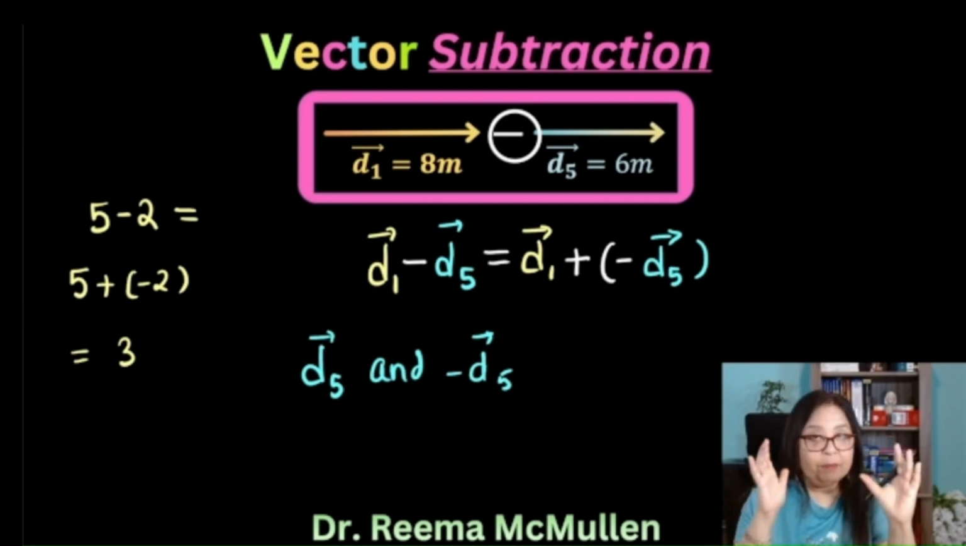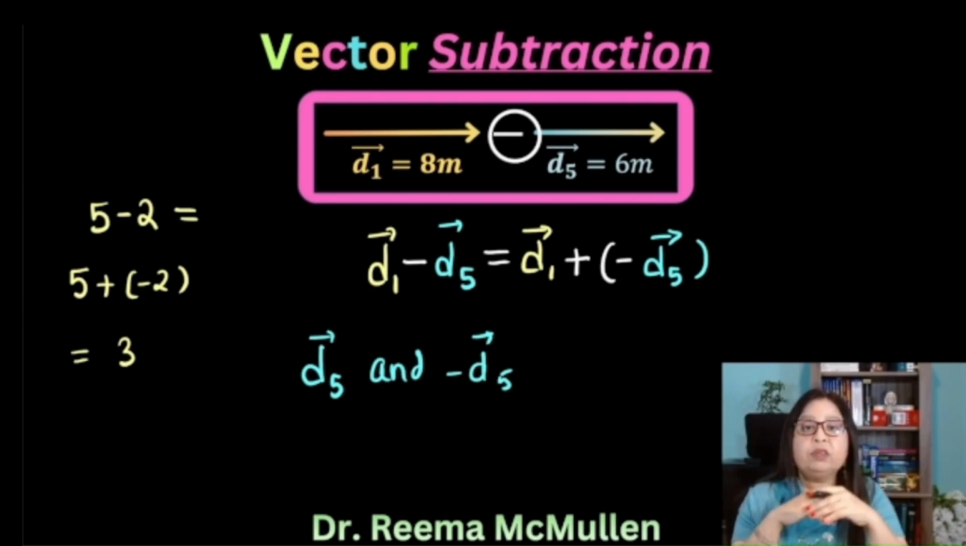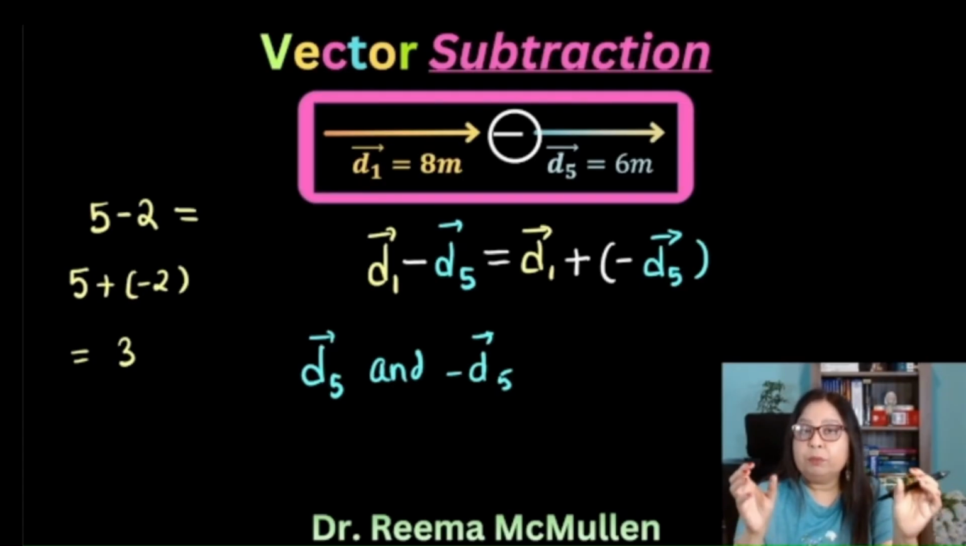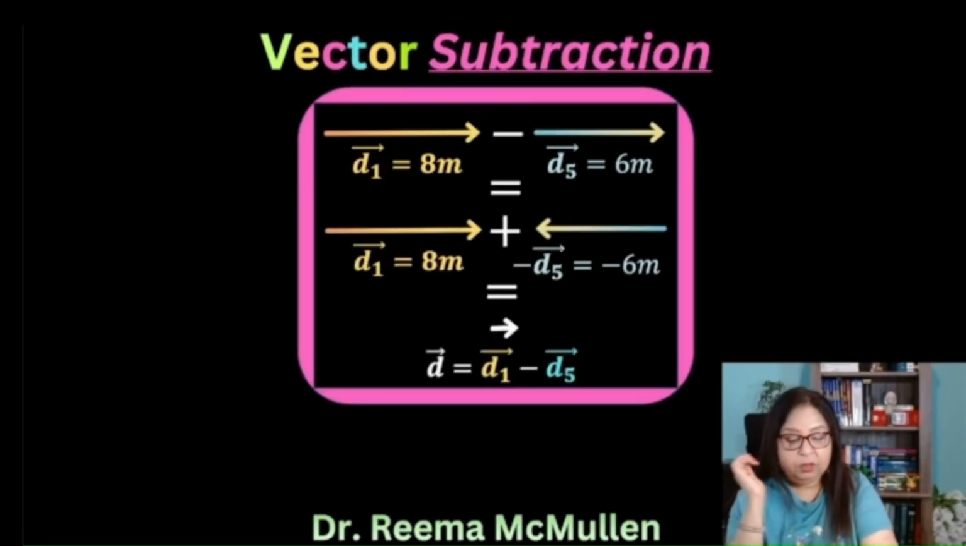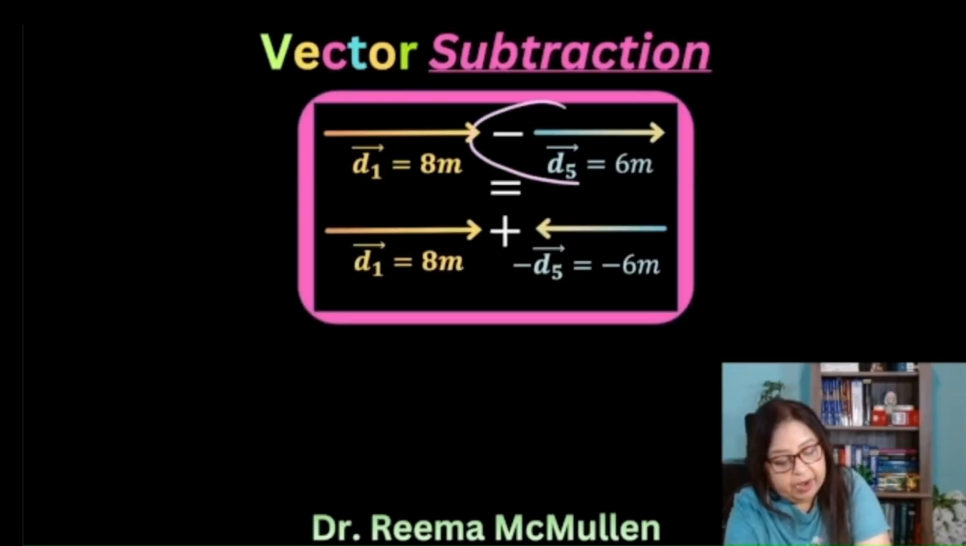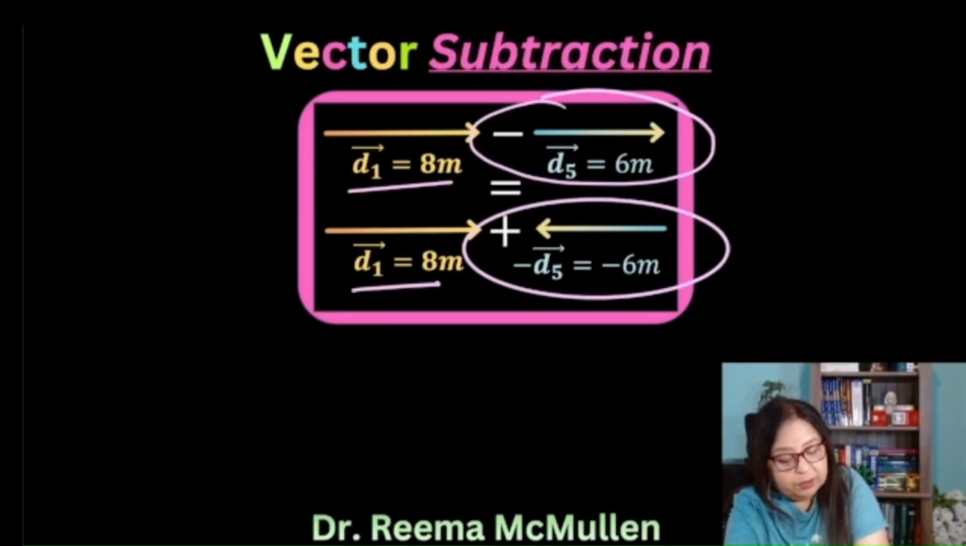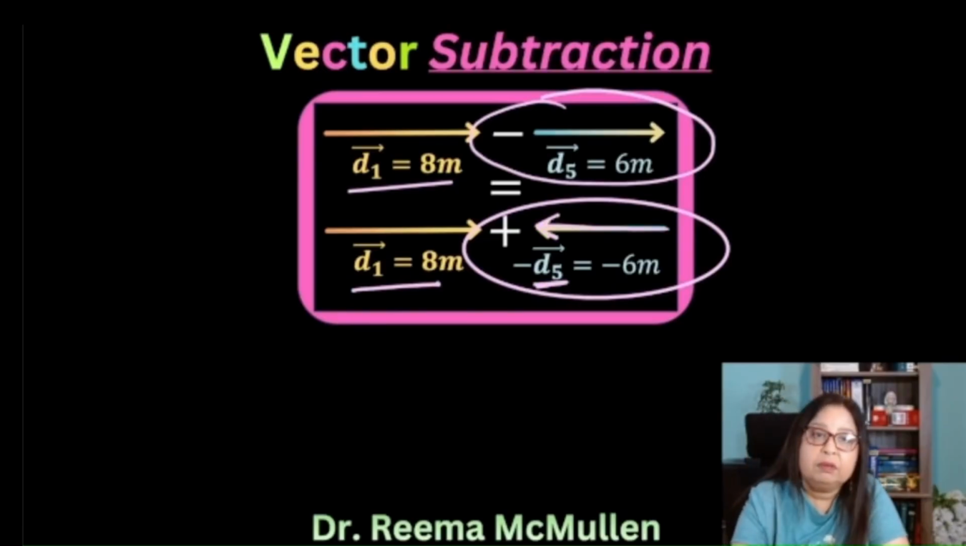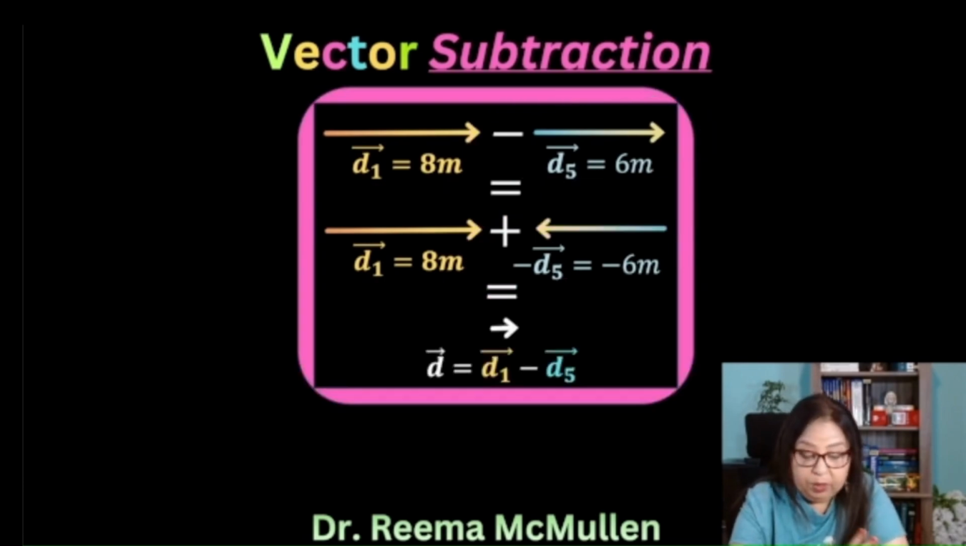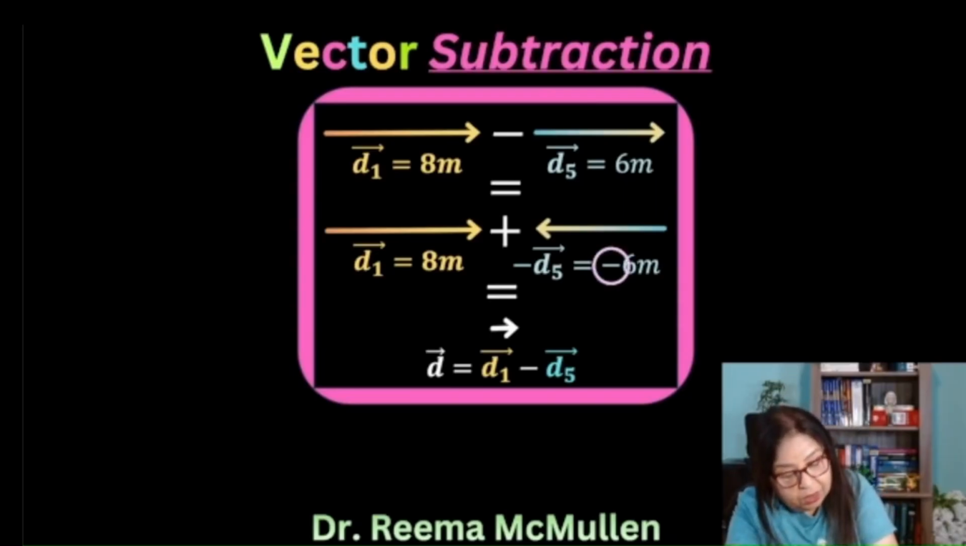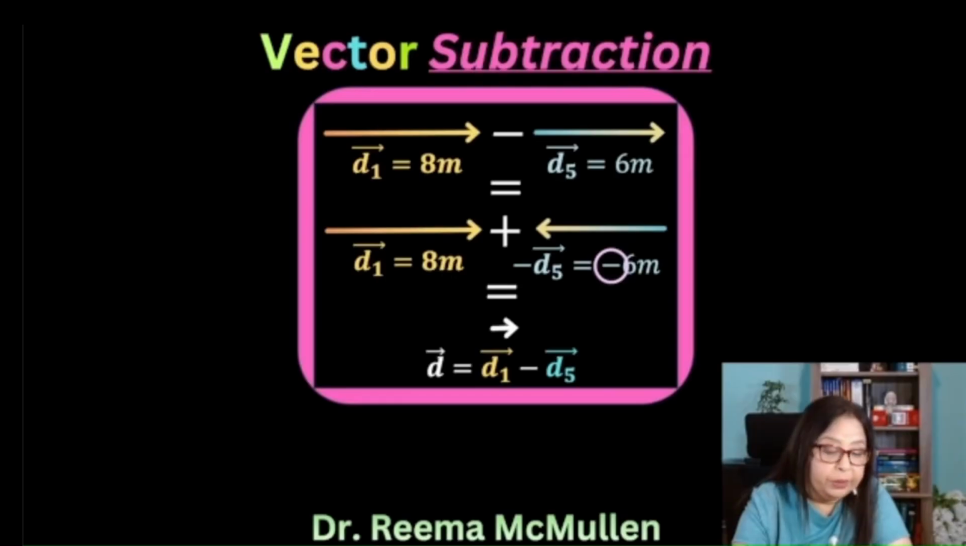So D5 and minus D5. These are negative vectors of each other. That means they're going to be exactly equal to each other in magnitude, but opposite in direction. So this is what we're saying. Instead of subtracting D5 from D1, add minus D5 to D1. And if you have noticed, minus D5 is going to the left. And when we do so, 8 minus 6. This minus here has only one meaning, and that is the direction.